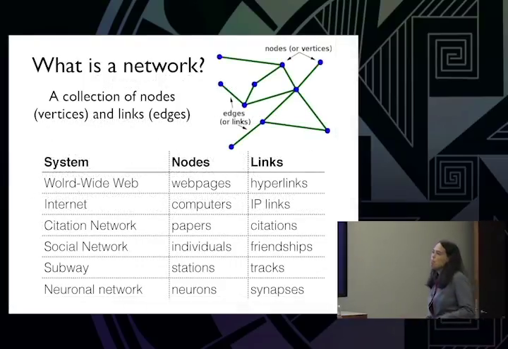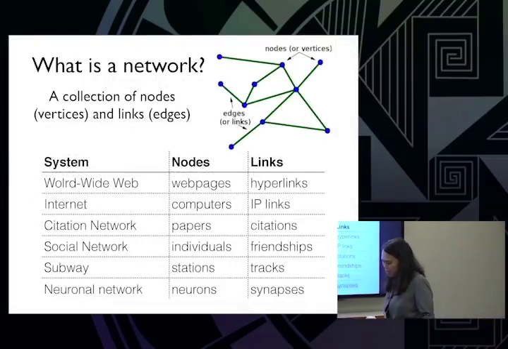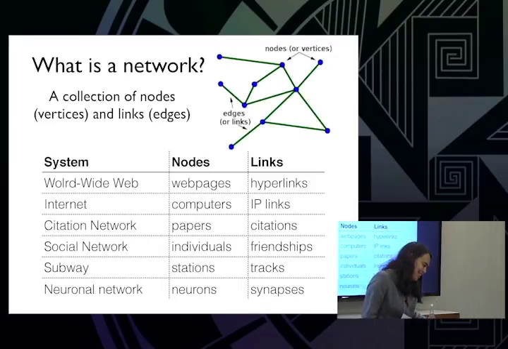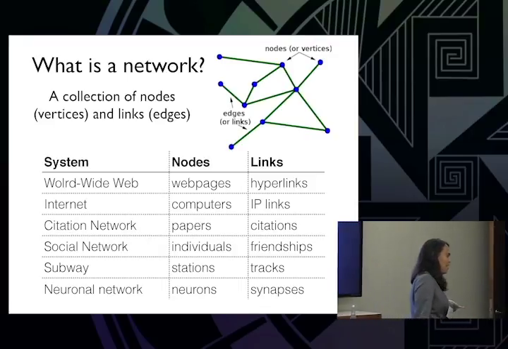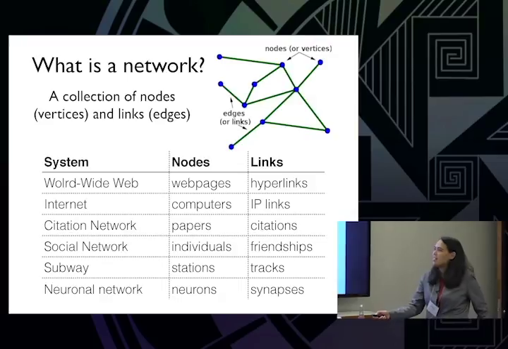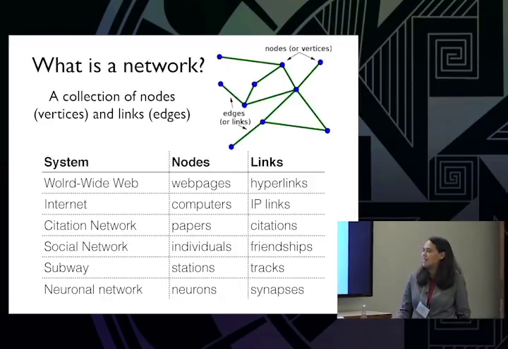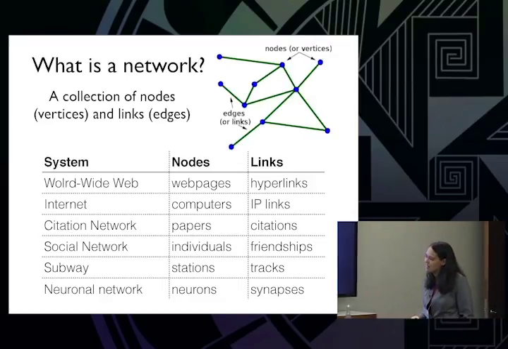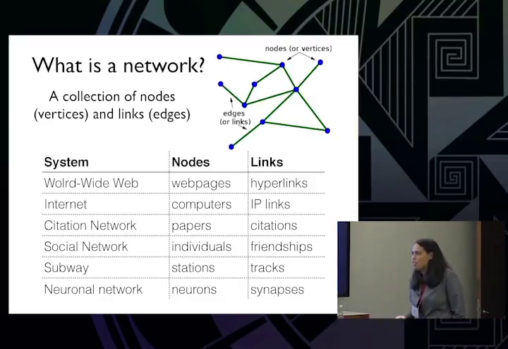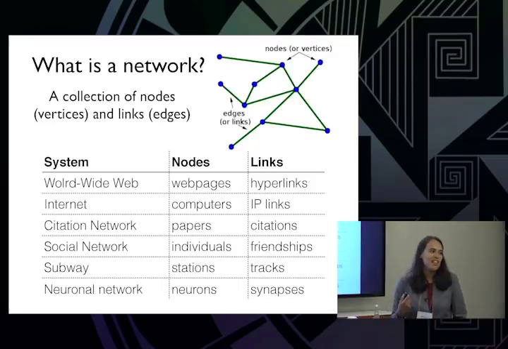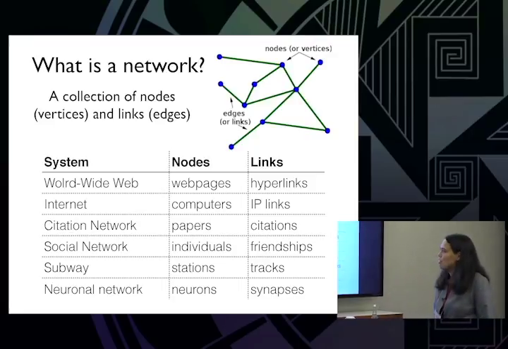Okay, so back to this question. I already started talking about networks, but I didn't explicitly define what a network is. So a network is a collection of nodes and links. Some people will call the nodes vertices, some people will call the links edges. I usually always use the word nodes, but I'll sometimes say edges instead of links, just so you know.